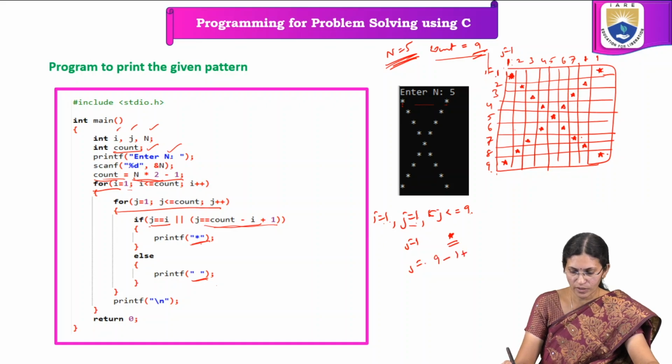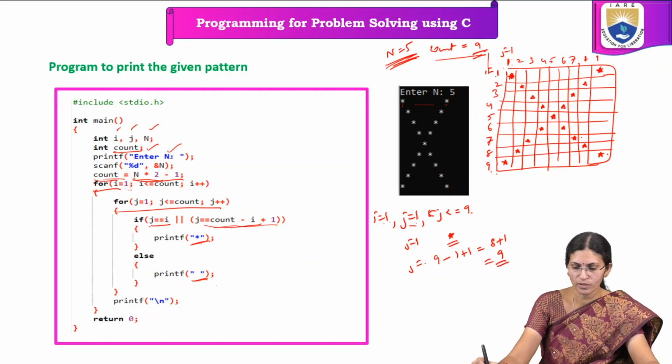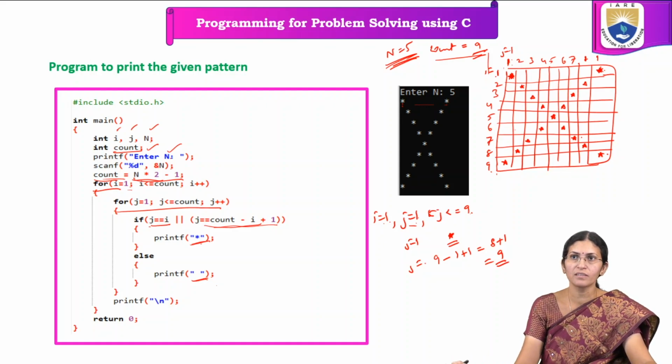9 minus 1 plus 1. So that is 8 plus 1, which is equal to 9. So when j is equal to 9 also, the star pattern is printing. The remaining spaces are left blank.